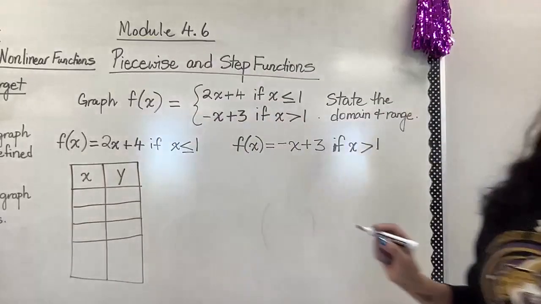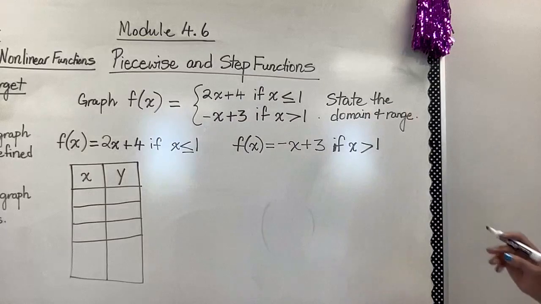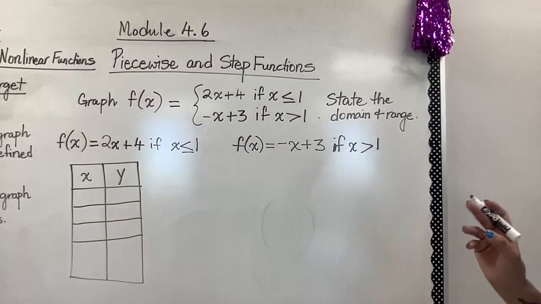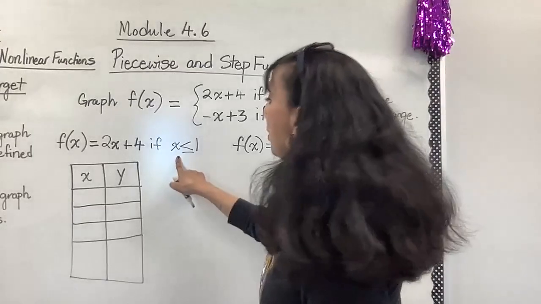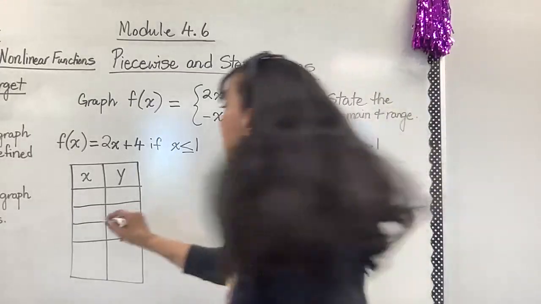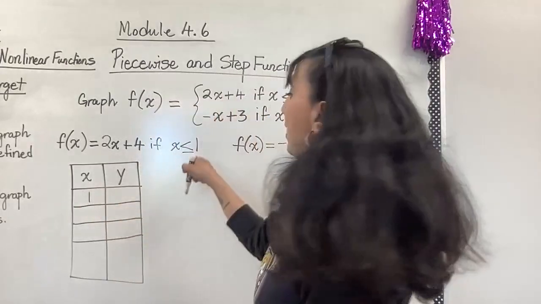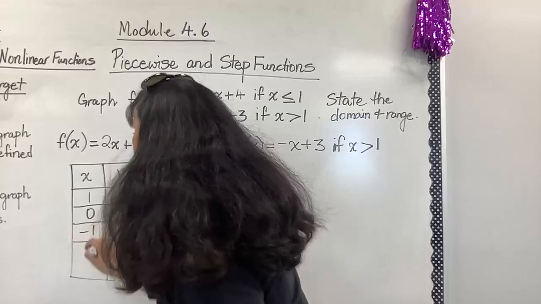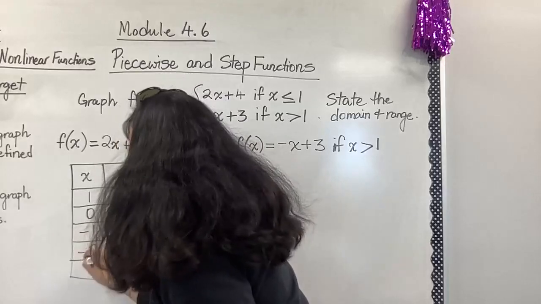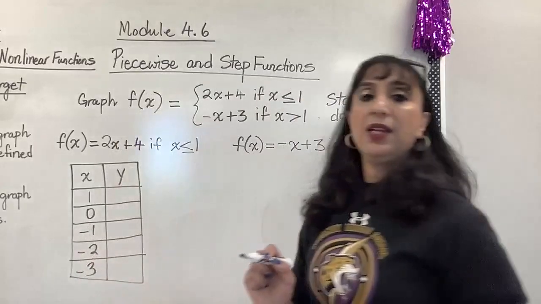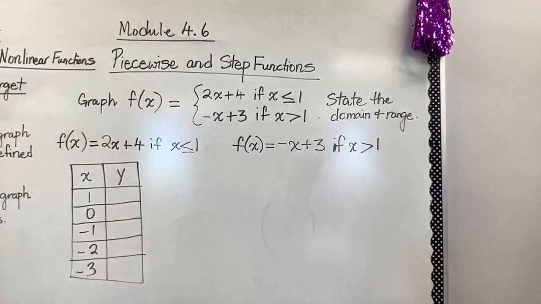over here, and it's saying that x is less than or equal to 1. So what is equal to 1 is 1. What is less than 1? 0, -1, -2, -3. These are the values where x is less than or equal to 1. And then y, or f of x, is going to be a solution to this.